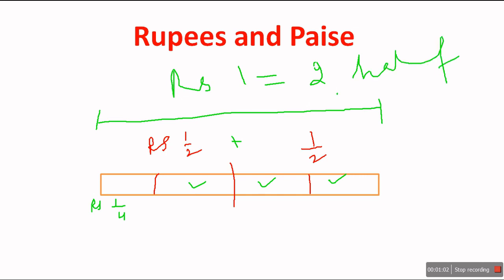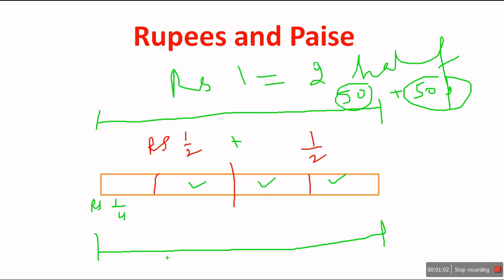Means 2 times 50 paisa. 50 paisa plus 50 paisa. Why? Because this 1 rupee is equal to 100 paisa. So half rupee is equal to 50 paisa. In this way, quarter rupee is equal to 25 paisa, half of 50.